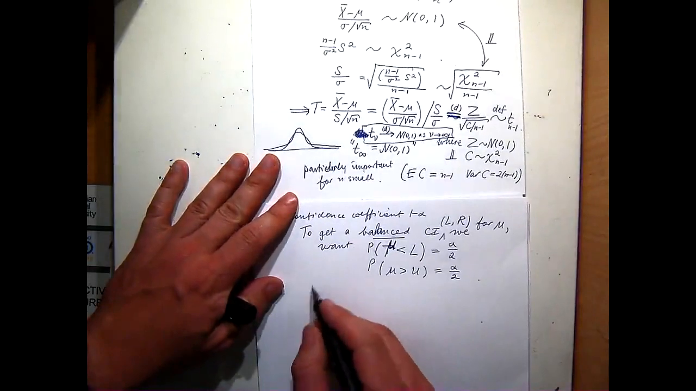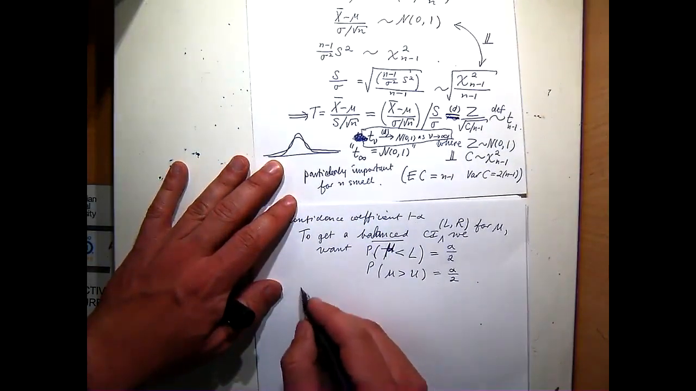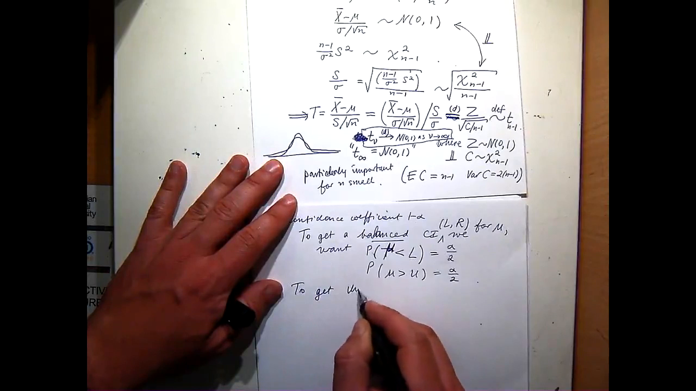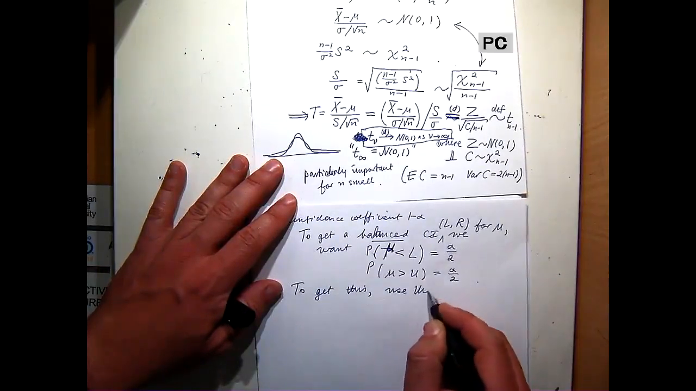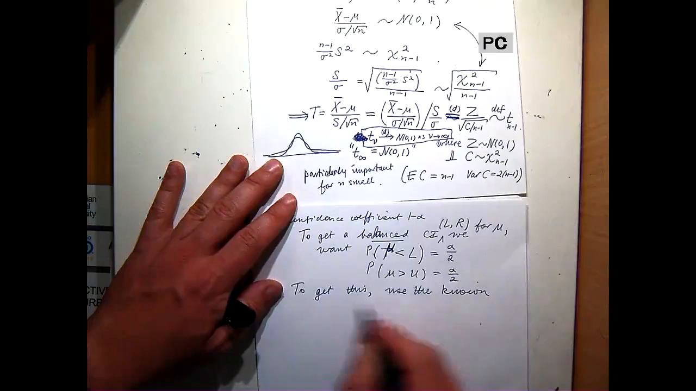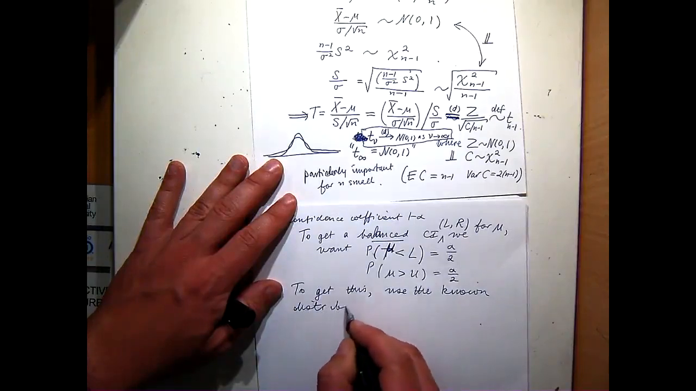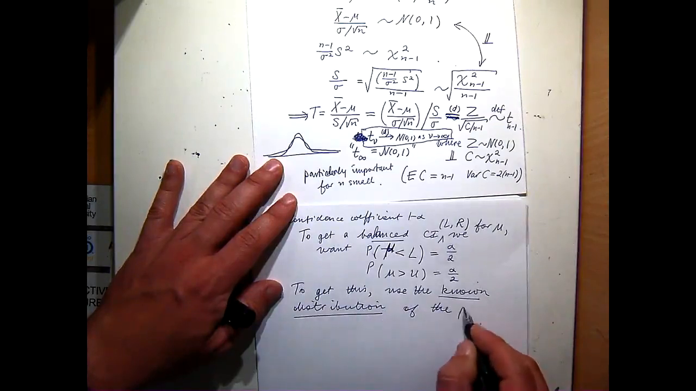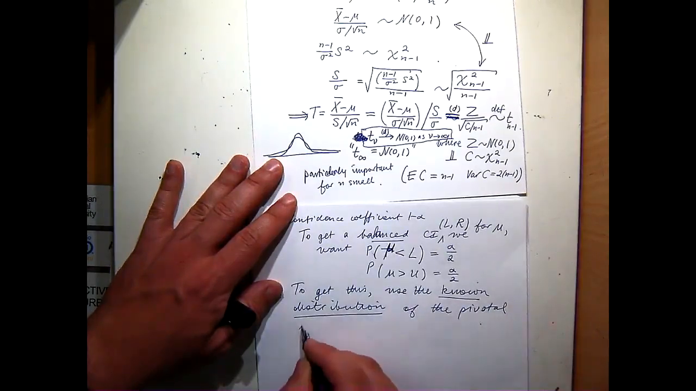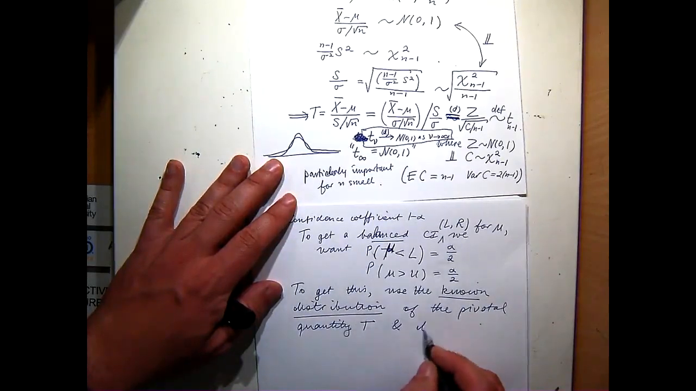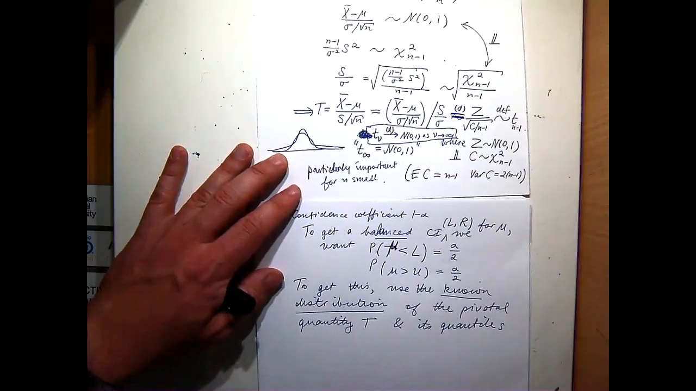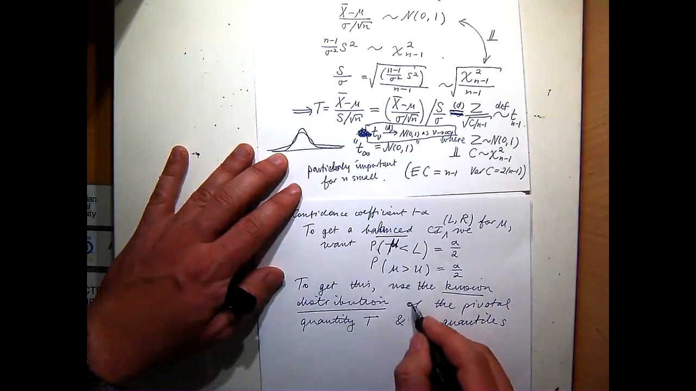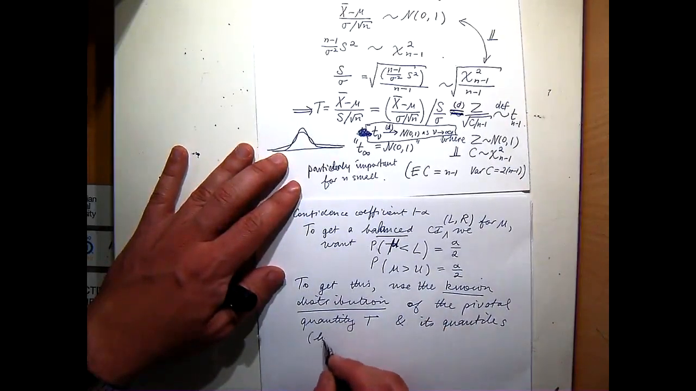So thus, to get this, use the known distribution of the pivotal quantity, which we're calling t, and particularly its quantiles, which in an exam you'll have to look up in a table. In R you can type it in and it's a command, but since we're doing most of these things on paper, I'll just say look up in a table.